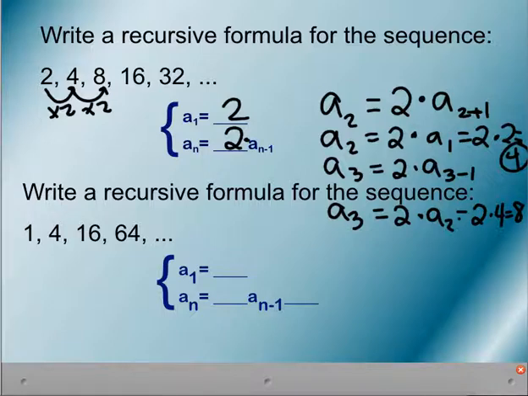Next one, 1 over 54. Well, a sub 1, that's my first term, 1, and a sub n equals something has been done to a sub n minus 1. We can see that we multiply by 4 in everything, which means that we need to do 4 times a sub n minus 1. In more complicated ones, you might use this back blank to maybe add 3, minus 5, something like that. But in this case, we're just multiplying by 4.